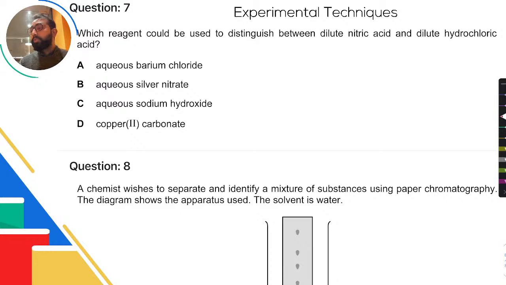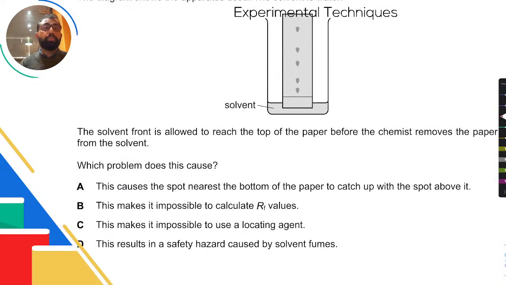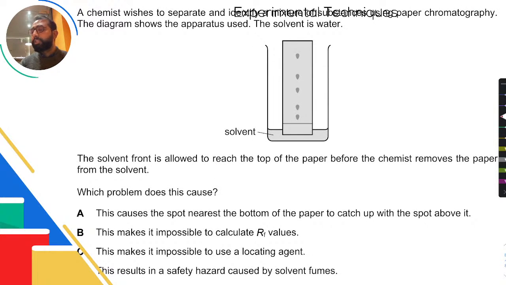Which reagent could be used to distinguish between dilute nitric acid and dilute hydrochloric acid? This question is about, again, experimental techniques, but about identification of ions. I'll touch upon that later on. So for now, I'm leaving this question out. I did see that two students got it right, which is a good thing. I'm happy for you.